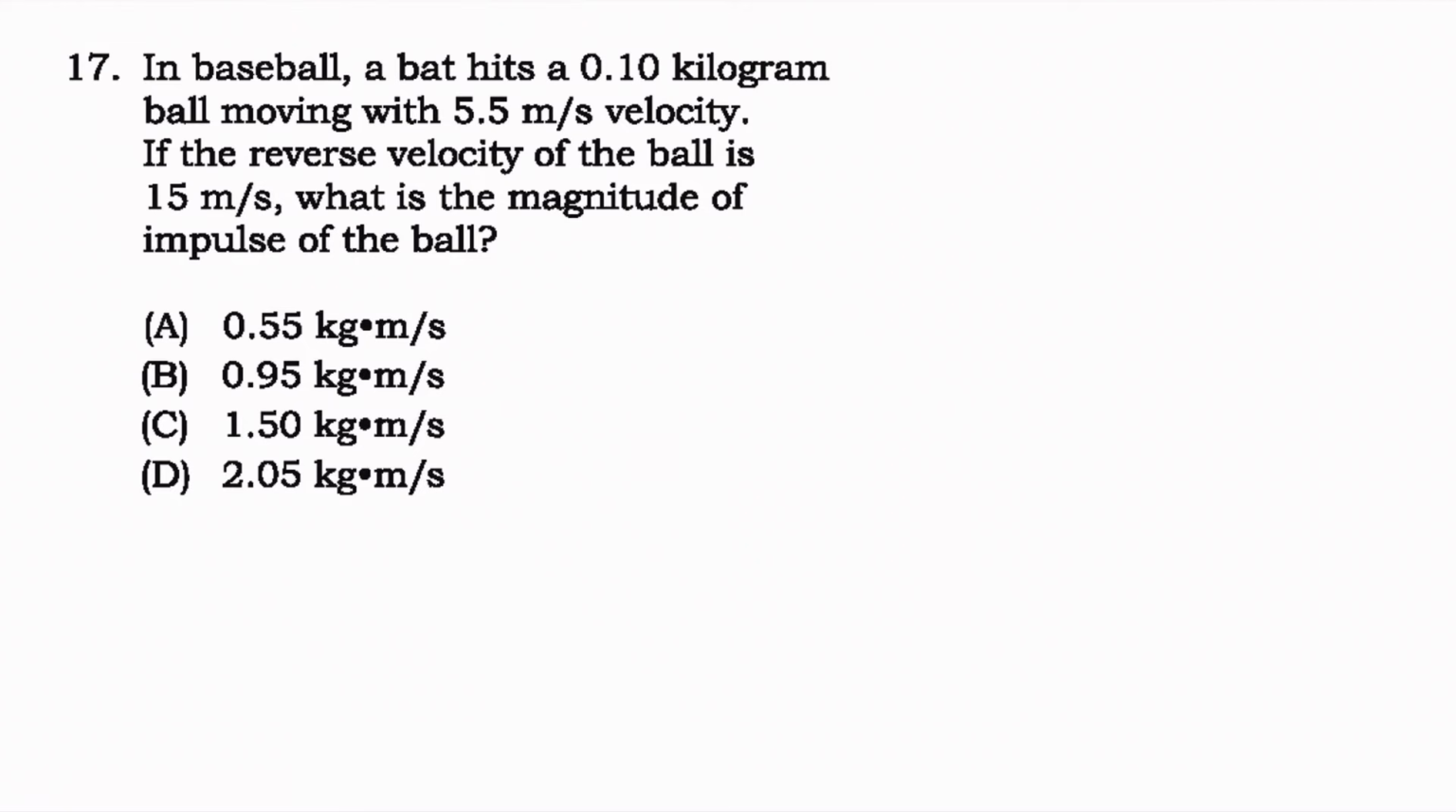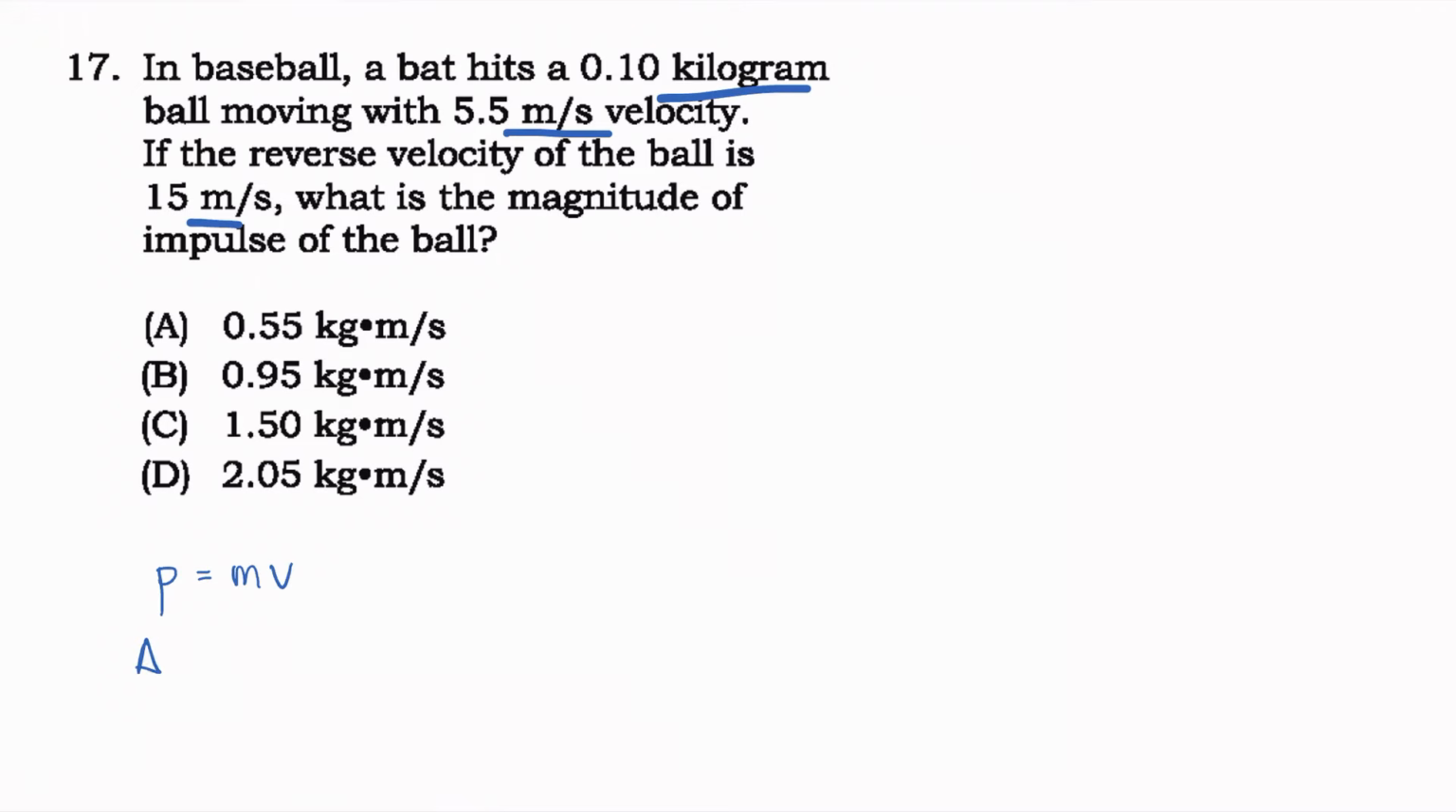Number 17. In baseball, a bat hits a 0.10 kilogram ball moving with 5.5 meters per second velocity. If the reverse velocity of the ball is 15 meter per second, what is the magnitude of impulse of the ball? So dito, gagamitin natin yung impulse formula, which is impulse is equal to change in momentum, mass times velocity. So given naman tayo nung mass na 0.10 kg, tapos yung velocity na 5.5 meter per second, tapos itong 15 meter per second, yan yung final velocity.